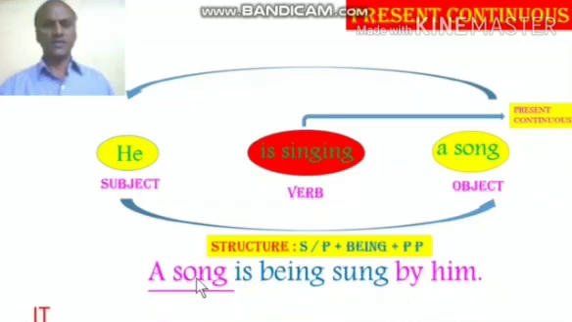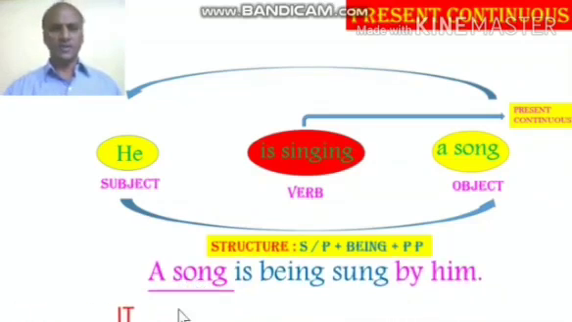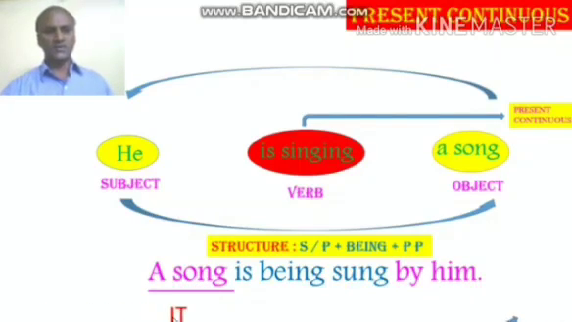A song, again, when we reduce into the personal number, it becomes it, a third person singular. So the verb has to be in singular. Then being as given in the structure we have to use. Finally, the past participle of the verb sing is sung. Sing, sang, sung. So the answer is a song is being sung by him.